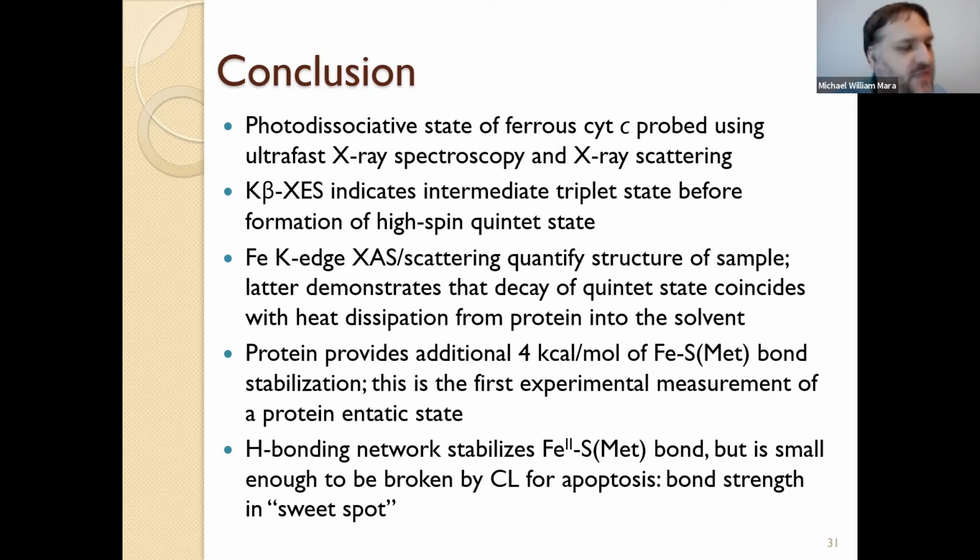But again, one thing that we learn about the protein is that it manages to put the bond strength energy into a sweet spot, right? It's strong enough that it's stable under standard conditions for electron transfer, but it's not too strong such that interaction with cardiolipin can't pull it back apart. It really just drives home how well tuned these proteins are, and natural systems in general, to be able to perform multiple different roles that require completely different structures.